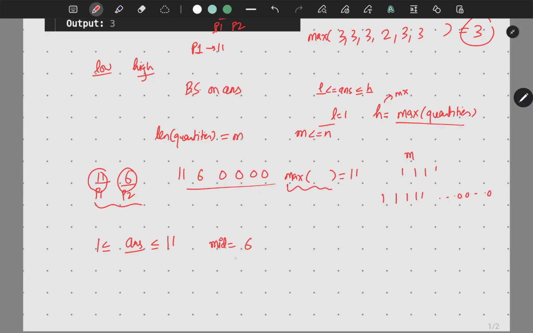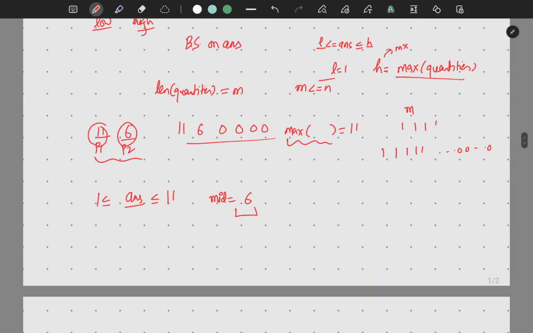Now we have to check whether the answer of 6 is possible or not. And how would we do that? Okay, for now let's assume we know the answer of 6 is possible. Okay, then what would we do? So our algorithm would be something like this.